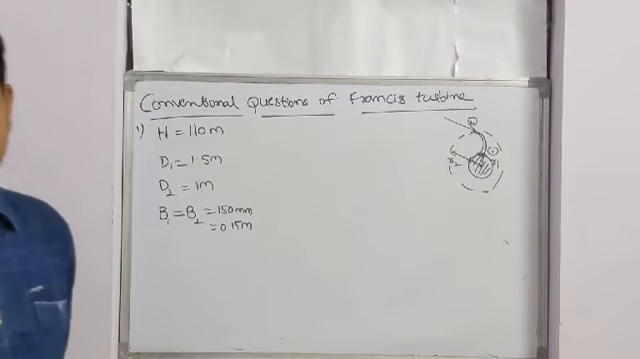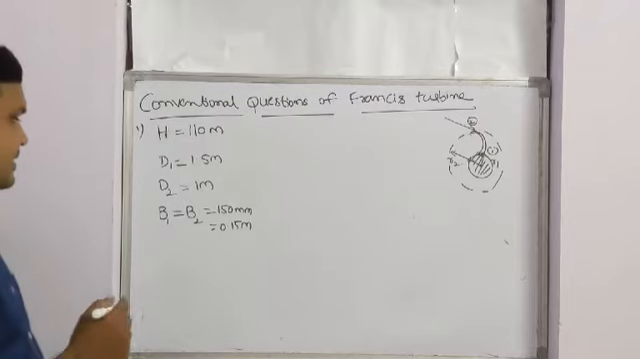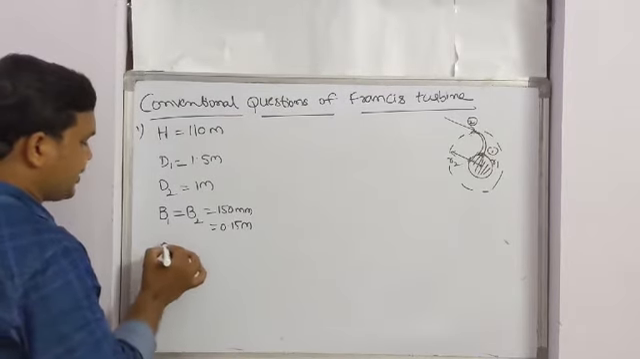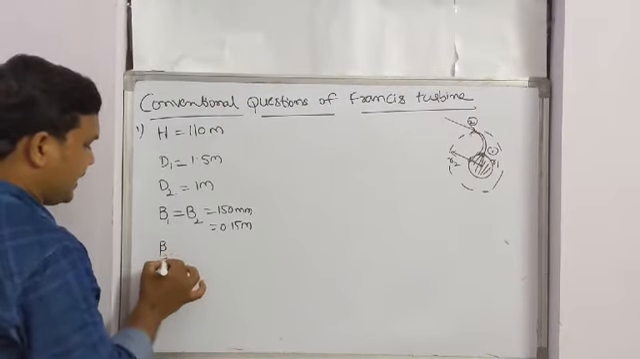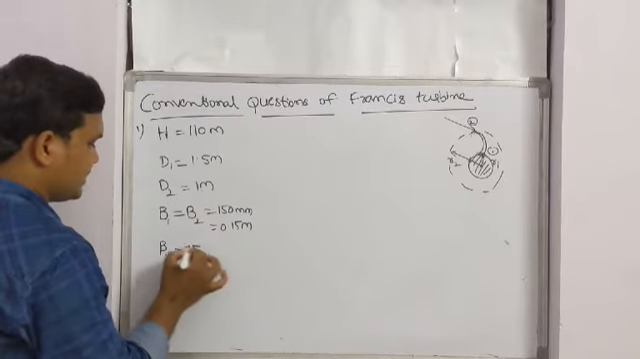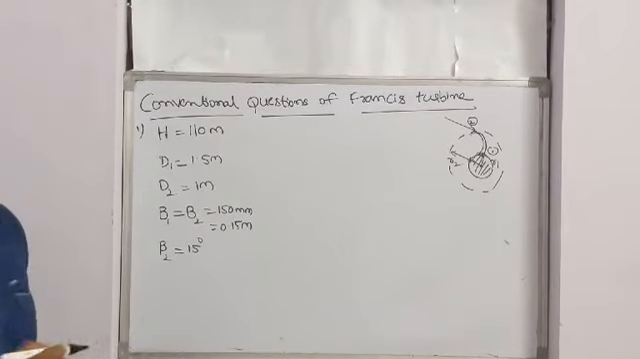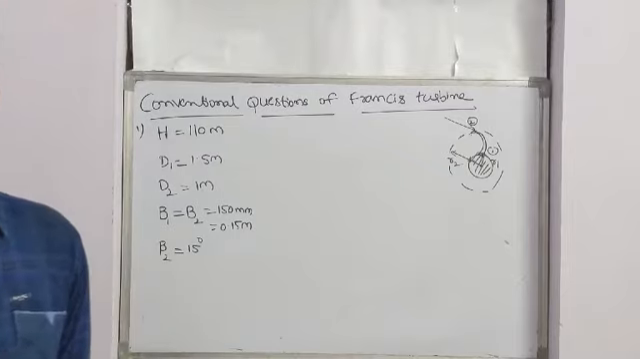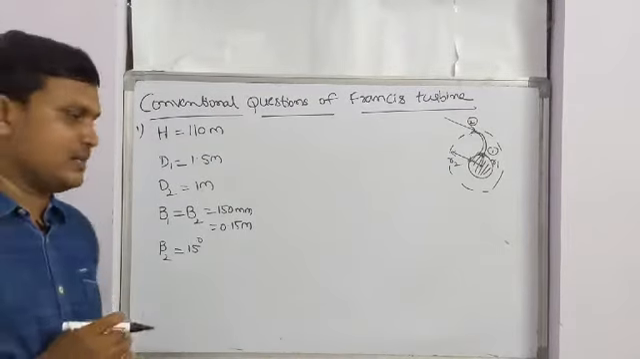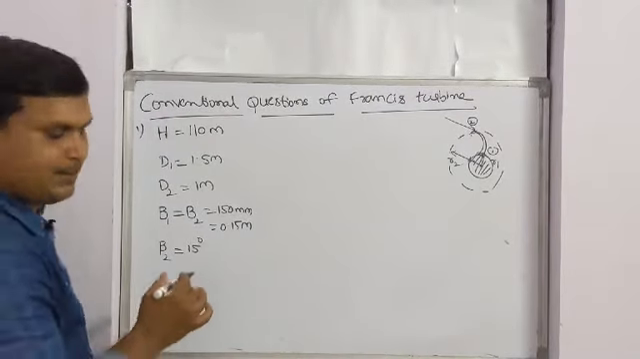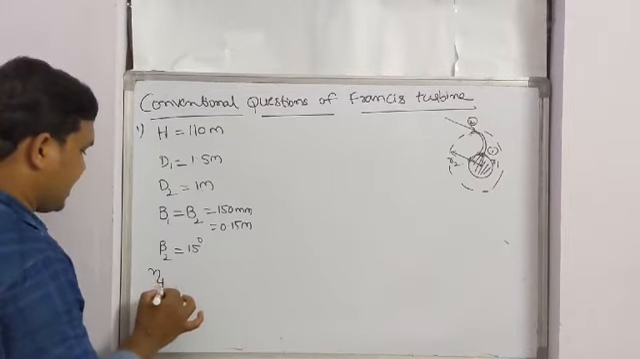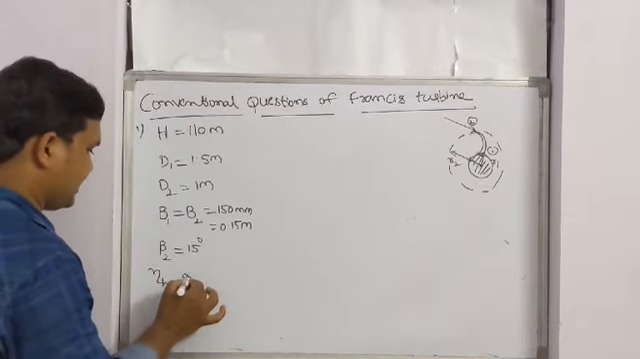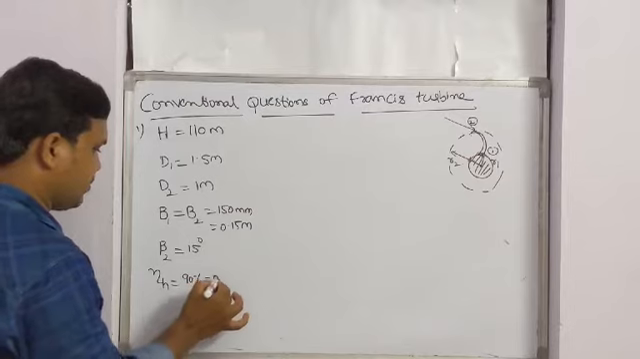The blade angle at the outlet is 15 degrees. The blade angle is denoted as beta. At the exit it is beta 2, that is beta 2 is 15 degrees. The blade angle at outlet is 15 degrees. The hydraulic efficiency is 90%. Efficiency eta hydraulic is given as 90%, nothing but 0.9.